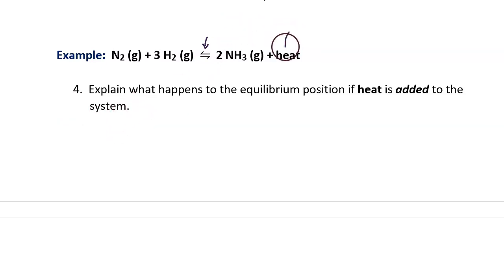So if you add more of this, what will happen to the equilibrium position, meaning which arrow will be longer? The left arrow will be longer. The reaction will favor the reactants. The reverse reaction will increase to use up that extra heat, and that will produce more of the substances on the left side.